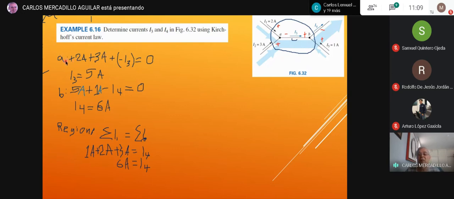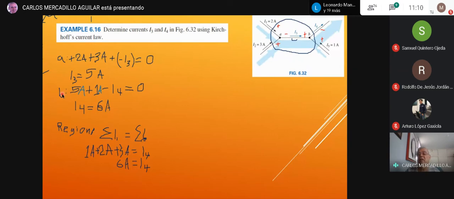Well, I have already done this in the last class. Then plus 2 amperes, plus 3 amperes here, plus minus I3 equals 0. Where we solve for I3, we say that 2 plus 3 is 5 equals I3. So I3 equals 5 amps. Okay? We resolve this first question.